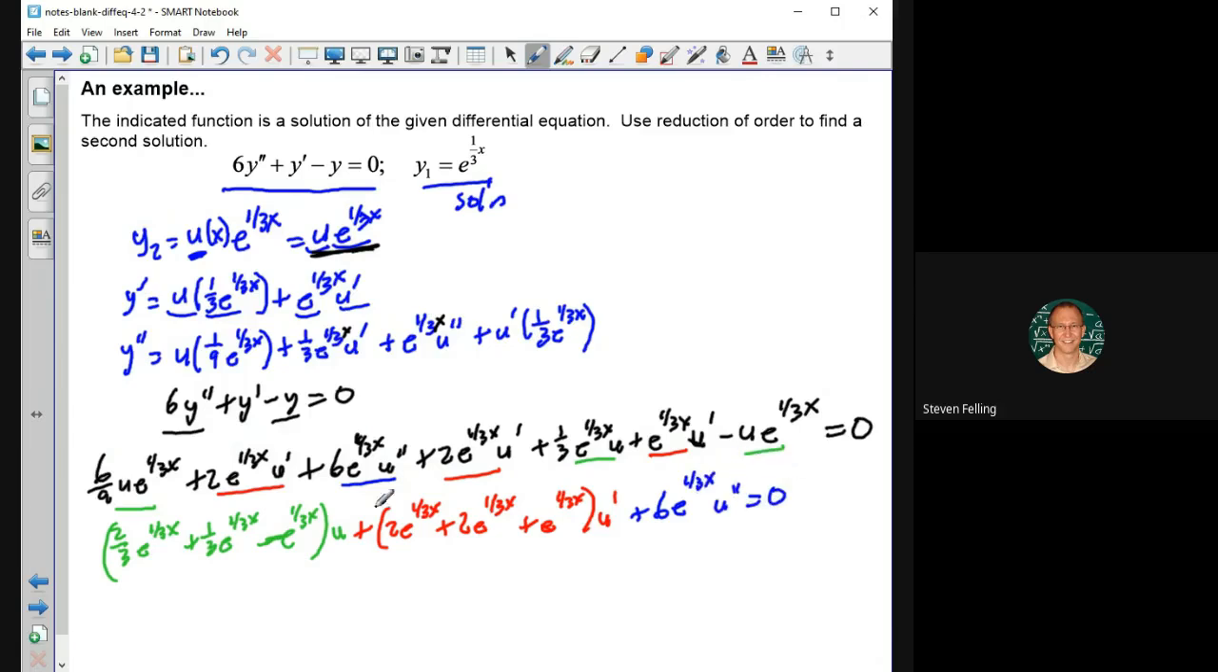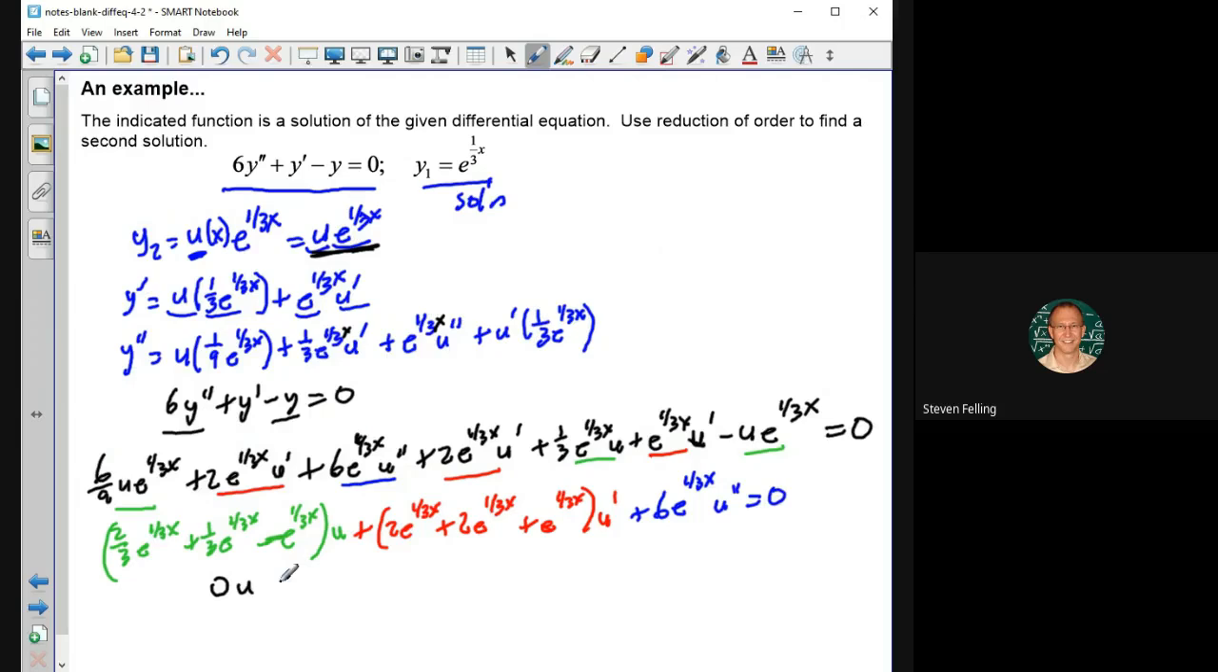Okay, probably some simplifying I can do in each of these. So let me go ahead and do that. If I have 2/3 plus 1/3, that's going to be 3/3, which is 1, minus 1 means this is 0. Okay, so this is going to end up being 0. So I have 0 times u.